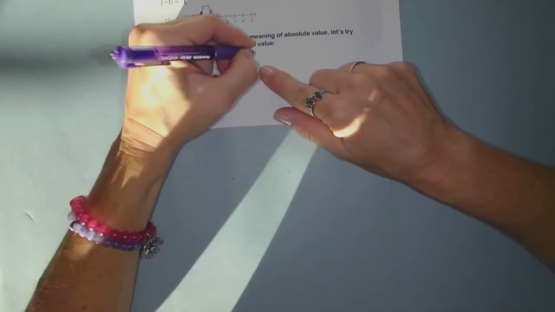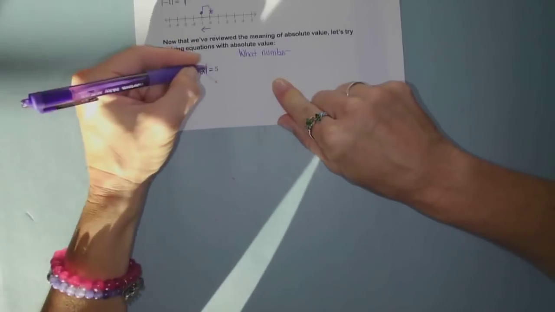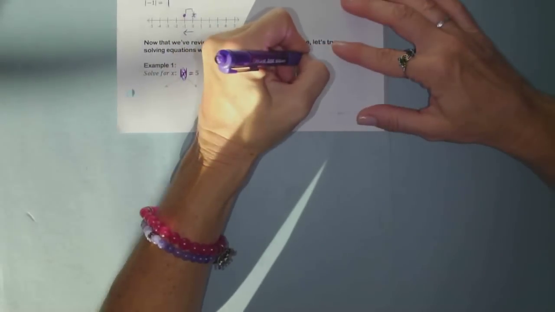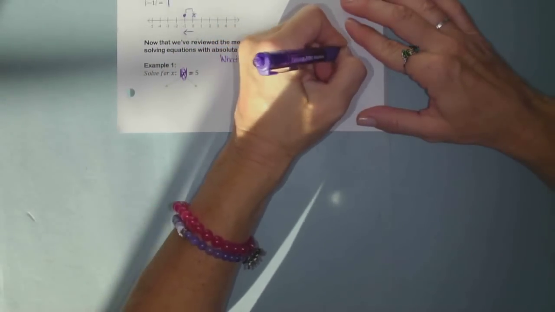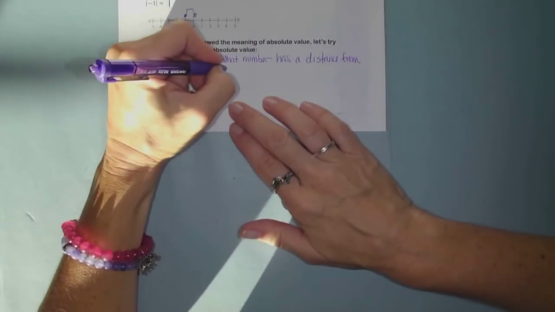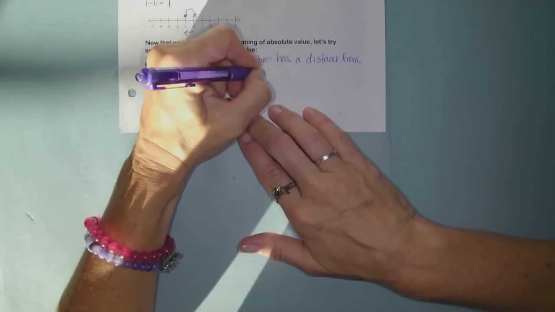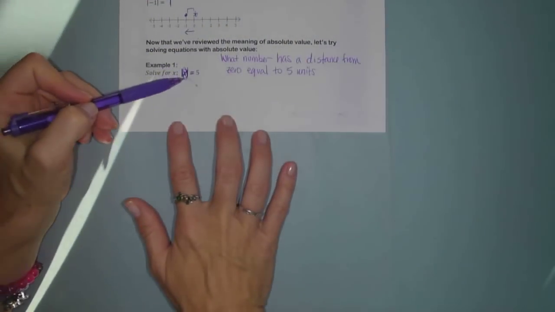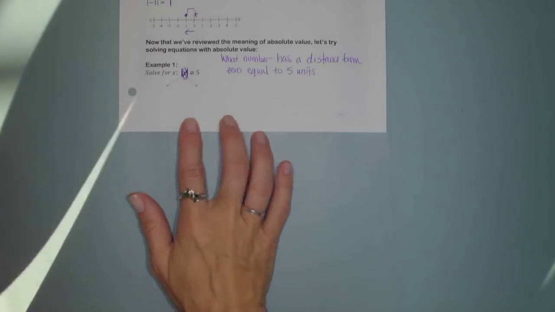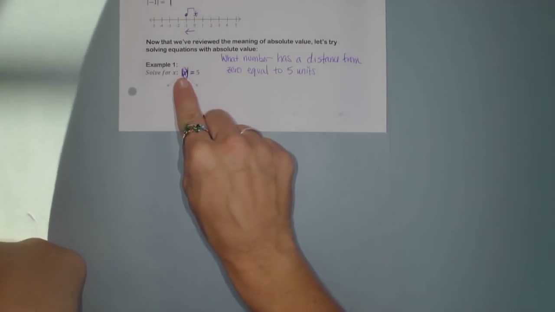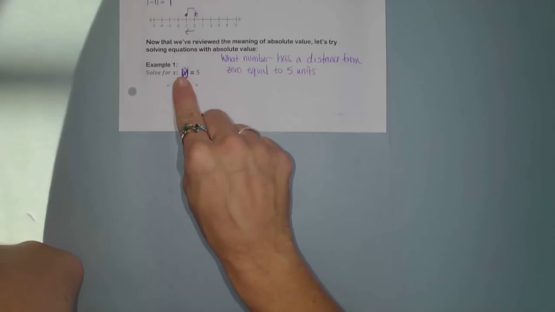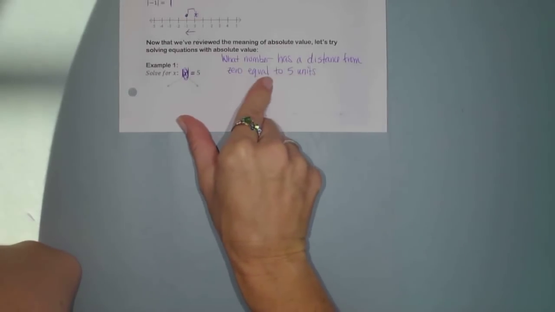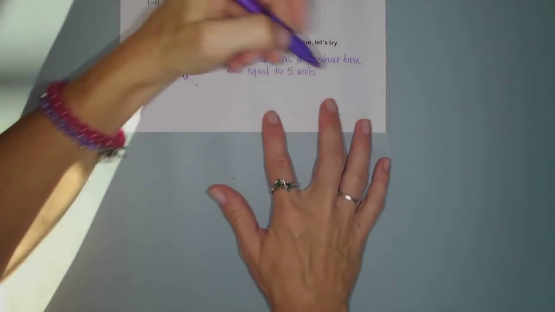What number, because that's where the x is, what number has a distance from 0 equal to 5 units? That's what is being asked here. When you're saying the absolute value of this number is equal to 5, you're basically saying, hey, what numbers can go in here that when I find the distance from 0, that distance is equal to 5 units? What number has a distance from 0 equal to 5 units? So let's think of a number line.